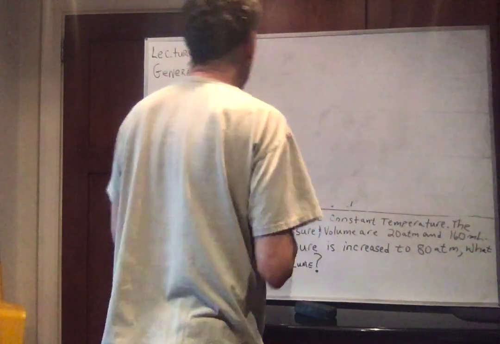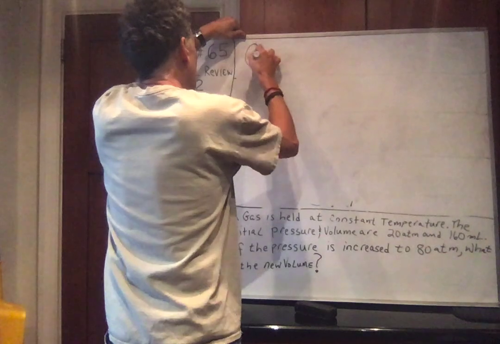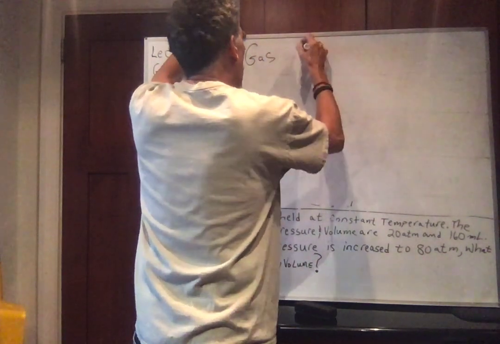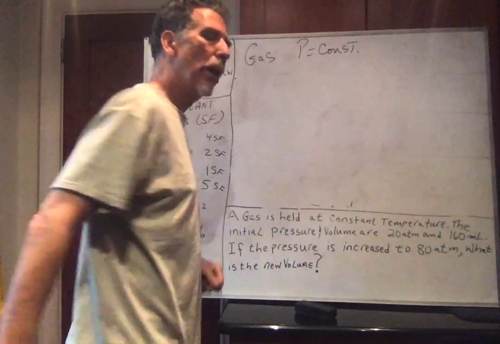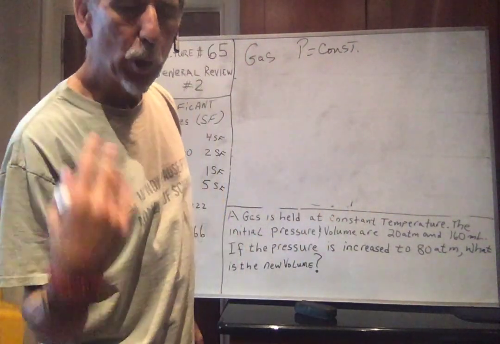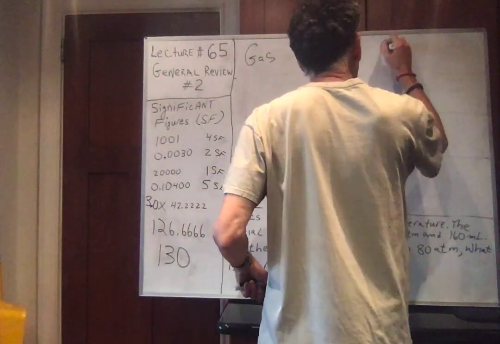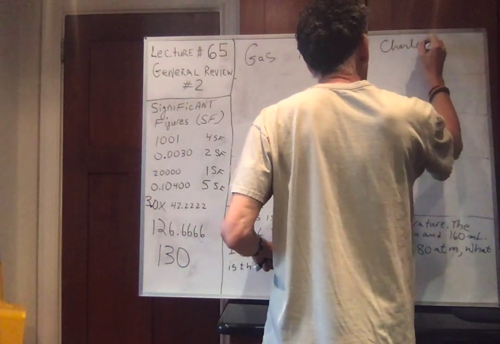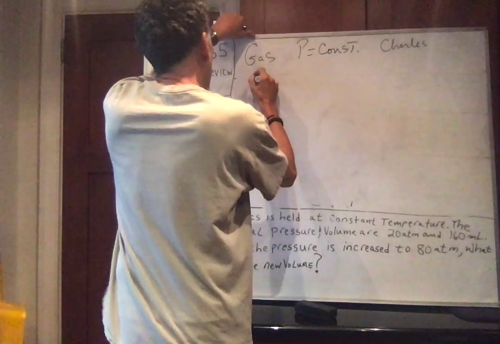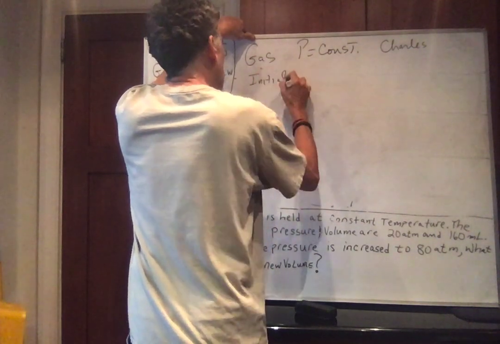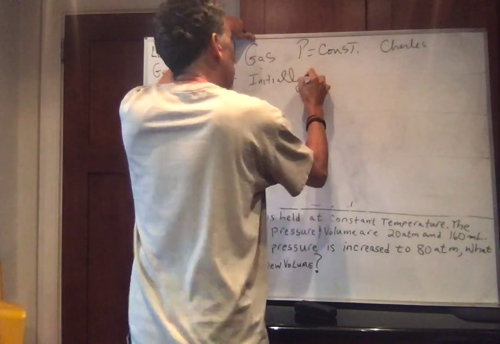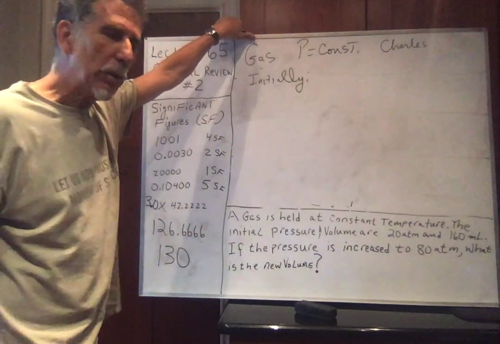Suppose we have a gas, just going to shorten it, gas, with P as a constant. Okay, so whose law is that? Remember, Charles can't take the pressure. So this is Charles' law. Okay, and let's say initially, what do we have? Well, we have no P, we have V over T, right?